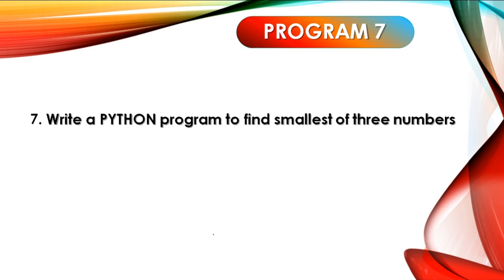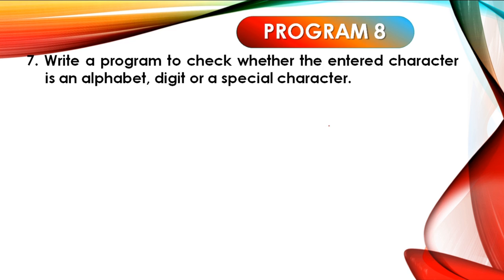Then next you have to do this program to find the smallest of three numbers. Just change the operators and you have to write this program, find smallest of three numbers. Try it yourself. The next program is to check whether the entered character is an alphabet, digit or a special character.